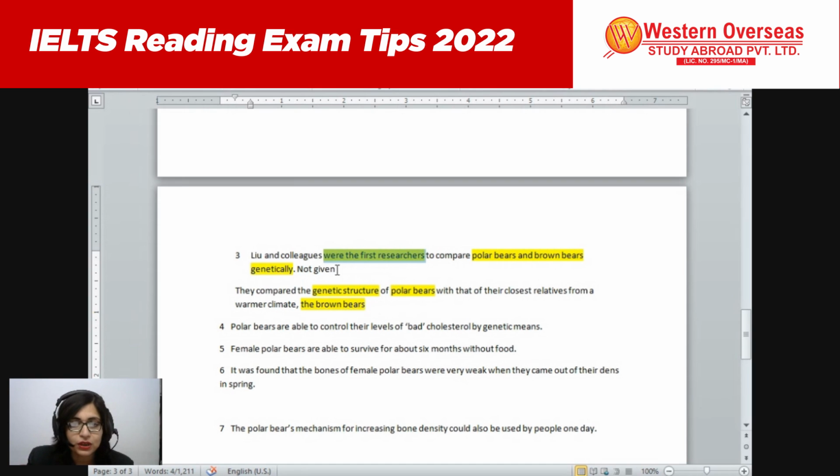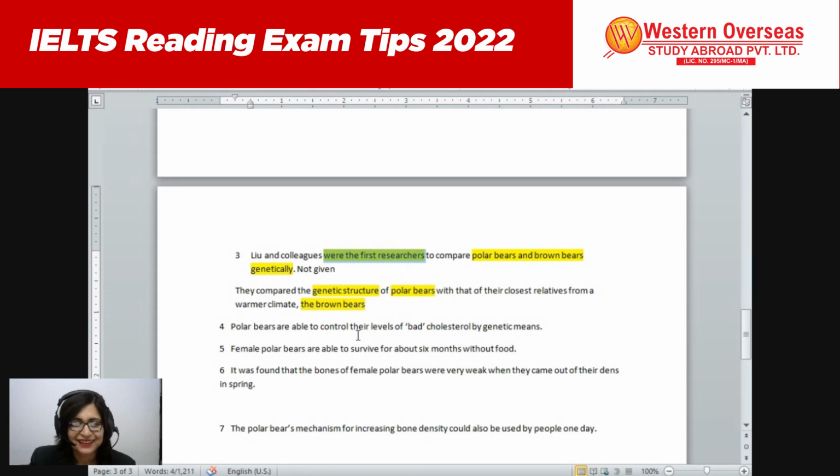Here it is clearly mentioned: genetic structure, polar bears, brown bears, genetically, but this component is missed. This information is missing. Just because of this reason our answer is not given, because information is missing, not available. That's why I'm saying it's not given.